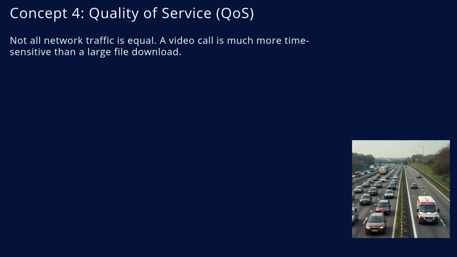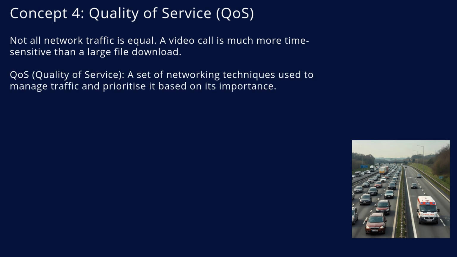Our final core concept is quality of service, or QoS. The principle here is simple: not all data is equally important, or at least, not all data is equally time-sensitive. A network is like a busy motorway. If you treat every vehicle the same, you get traffic jams. QoS is the set of techniques we use to create a priority lane for the most critical traffic.